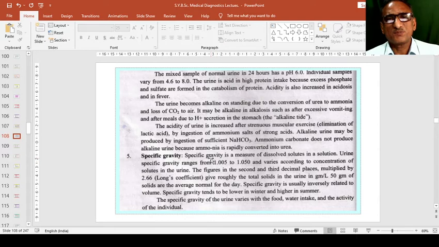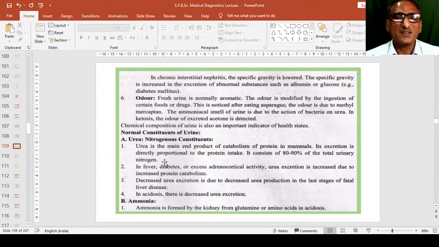But it may appear from 4.6 to 8.0 in some samples. The urine becomes alkaline on standing due to conversion of urea to ammonia and loss of CO2 to air. Then the acidity of urine is increased after strenuous muscular exercise. Then specific gravity is 1.005 to 1.050. So this is the normal arrangement of the urine.